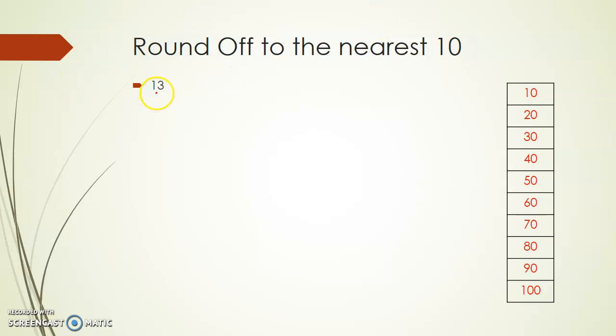Now what should we do first? First we have to find where this number appears. In our number chart, we find between which tens this number comes. Then we look for the digit in the ones place.